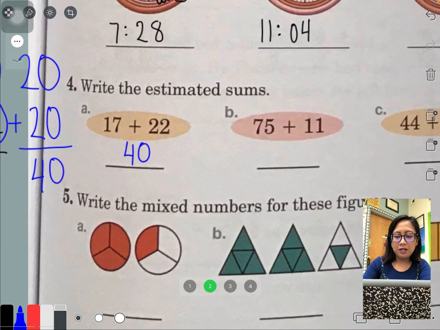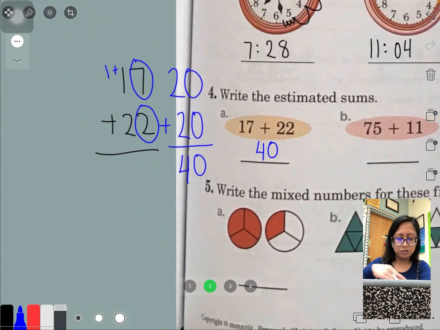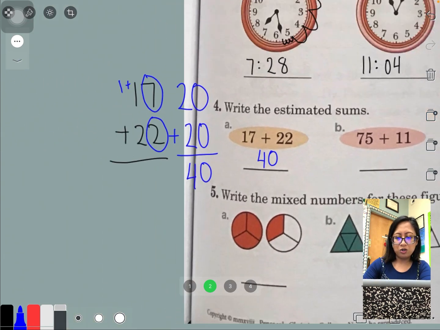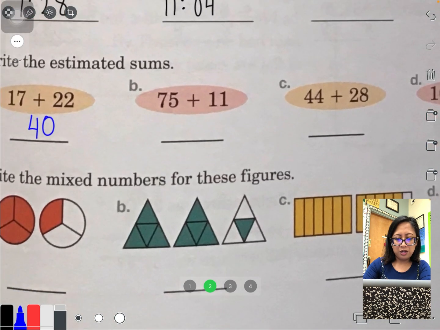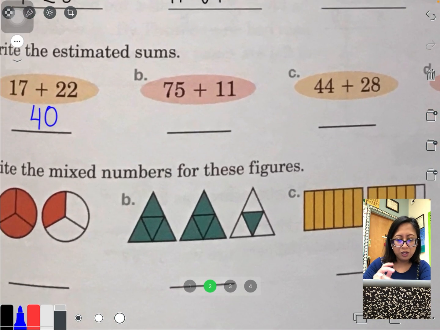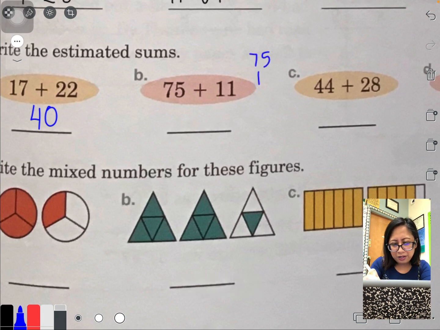So for B, I'm going to write kind of small on the side because I know in your books you don't have the luxury of margins. Oops, you don't have margins. So I'm going to write on the side here. So here for B, you have 75 plus 11. So I'm going to write 75, 11. You can do this too, writing it up and down.